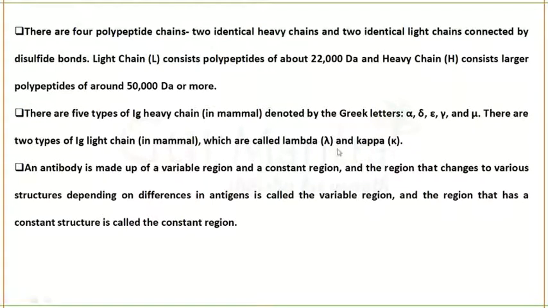An antibody is made up of a variable region and a constant region. The region that changes its structure depending upon differences in antigen is called the variable region. The structure changes depending upon the type of antigen. The region that has a constant structure is called the constant region. The function is in the name itself: the variable region varies depending upon the antigen, and the constant region is always constant.